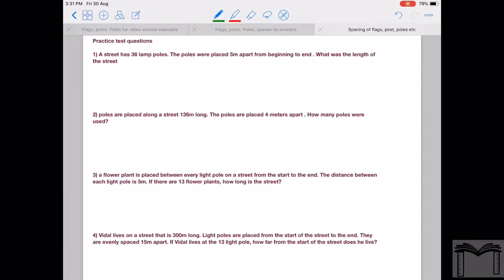Practice test questions. Remember, these questions are such that the length is an open end, such as a straight line. It is not a perimeter.